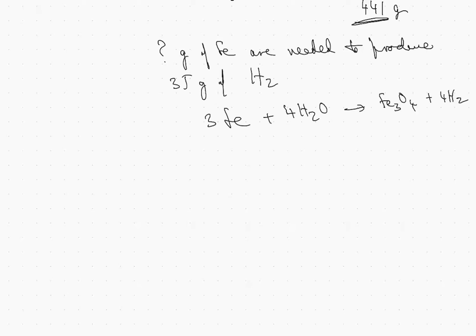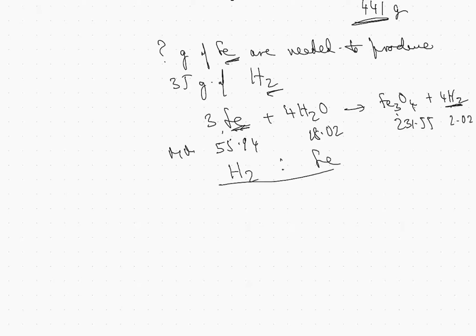So it's balanced. The molar masses they have given are 55.94, 18.02, 231.55, and 2.02. So we are talking about iron and hydrogen, right? How many grams of iron are needed to produce hydrogen? So let me put hydrogen first. The ratio according to the balanced equation is that 4 moles of hydrogen would be produced by 3 moles of Fe. They're asking how many grams of Fe we need. So let us first of all do one, produce 1 mole.